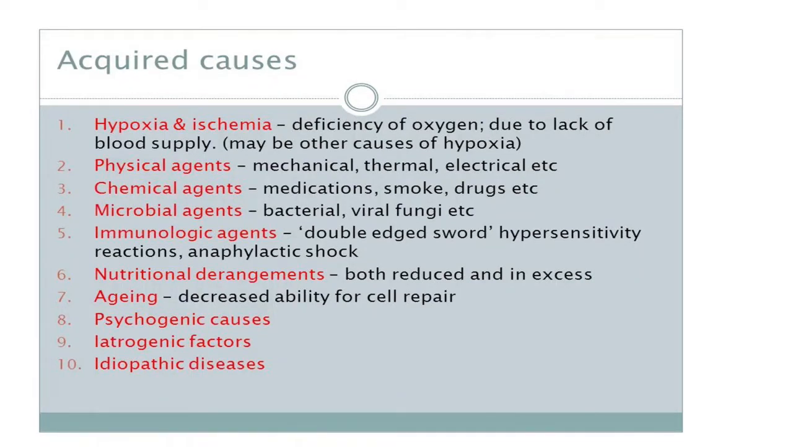Aging, decreased ability for cell repair. When you are aging, your cells are losing the ability to replicate. So when a child has a wound, or a normal adult has a wound, and an aged person also has a wound, the possibility that the aged person's wound will not heal early is high. Why? Because as you age, the ability of your cells to repair themselves starts to diminish.